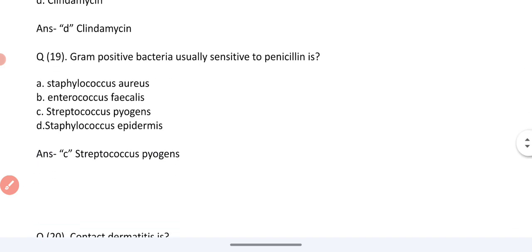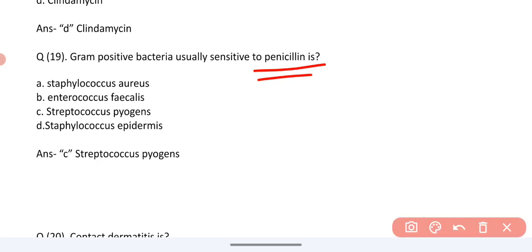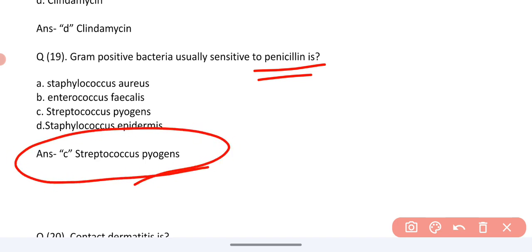Question number 19. Gram-positive bacteria usually sensitive to penicillin antibiotic is. And it is a direct question again. It will take you to the answer option C, that is Streptococcus pyogenes. Streptococcus pyogenes are most sensitive to penicillin antibiotic.